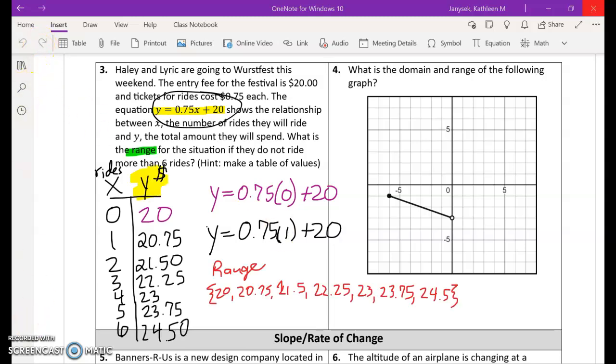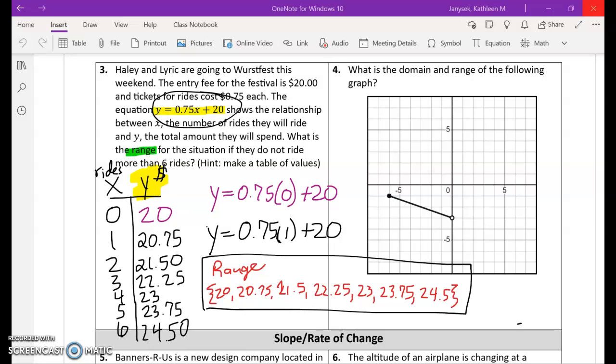Okay, you can see my answer right there in red. I listed all of the Y's, which are all the costs. If it had asked for the domain, I would have listed 0, 1, 2, 3, 4, 5, 6. In the real world, we list things because we don't have part of a ride. You pay for a whole ride or 2 whole rides or 3 whole rides, but you'll never pay for 1.5 rides. So we would not say between 0 and 6. We would list them, and therefore we would list all of the costs of 1 ride, 2 rides, 3 rides, 4 rides, etc.